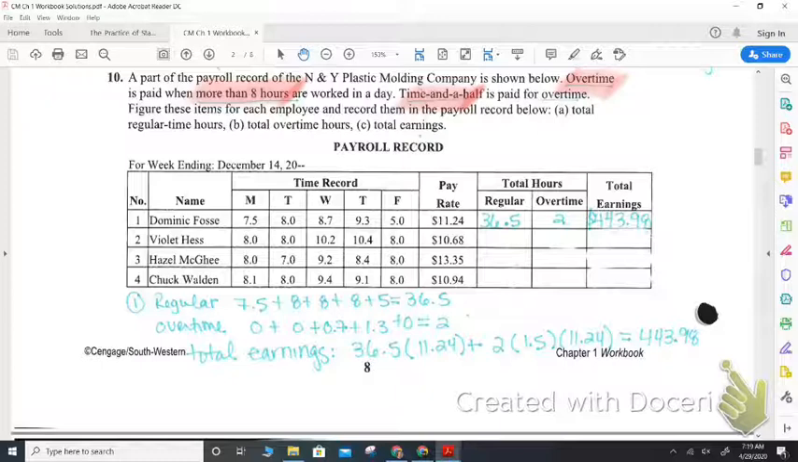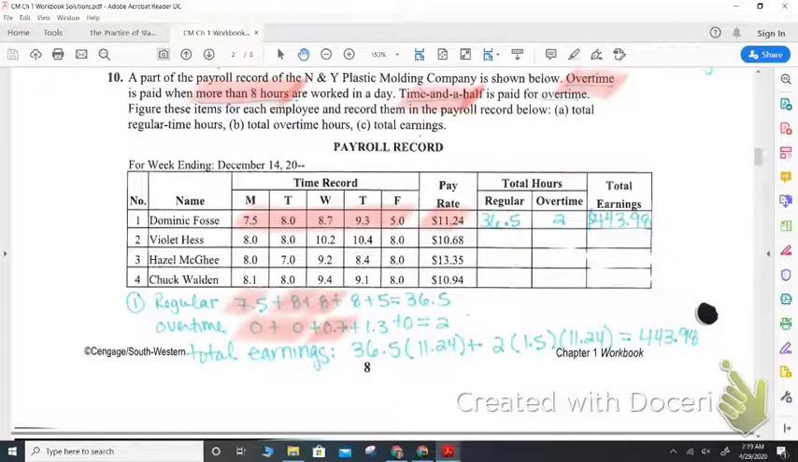We're just going to look at Dominic, and we've got Dominic's number of hours that he worked Monday through Friday, and we have his pay rate. So first, we're supposed to find the total number of regular hours that he worked. So we've got his hours from Monday and Tuesday, but Wednesday he worked 8.7 hours. So 8 of those hours were regular and 0.7 of those hours were overtime. Monday and Tuesday he didn't have any overtime.